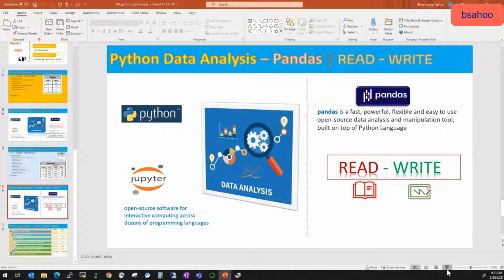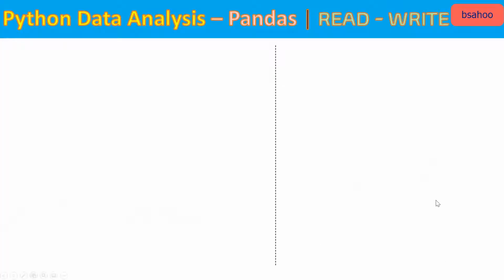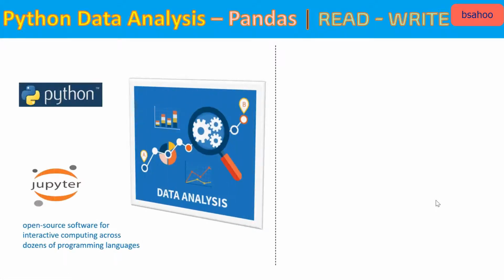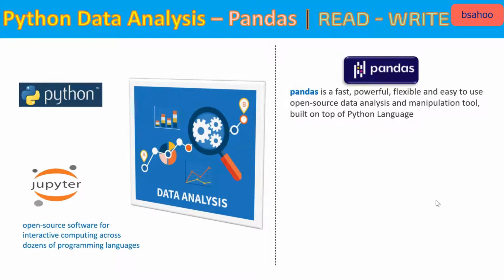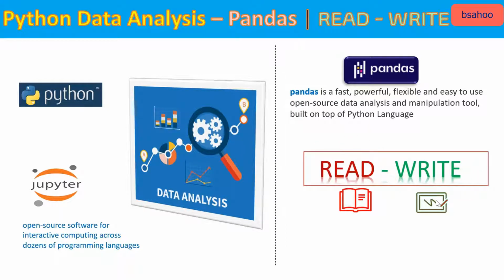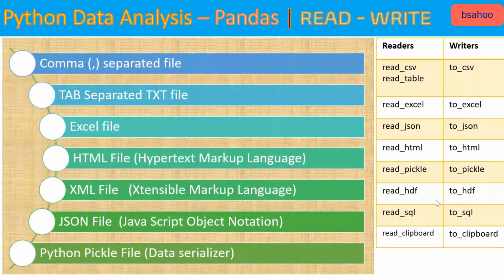So today we'll be discussing Python Pandas read and write libraries: how to read certain files and how to write into certain files. We'll be discussing comma separated files, which we call CSV. We'll see how to read that file, and also how to write, or dump, to that file.